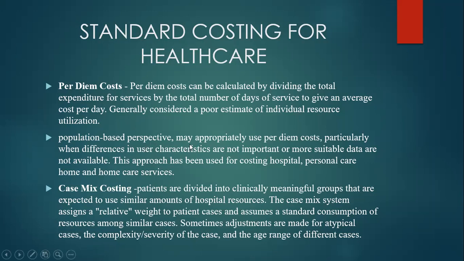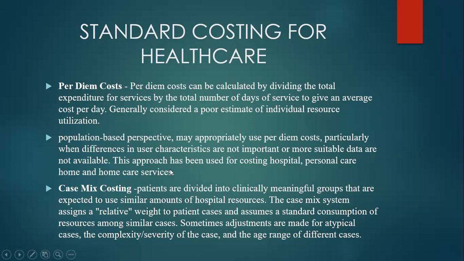A population-based perspective may appropriately use per diem cost, particularly when differences in user characteristics are not important or more suitable data are not available. So sometimes if you don't have detailed information or data, you can go straight and use the per diem cost. This approach has been used for costing hospital, personal care, home care, and other services. So these are usually broad.